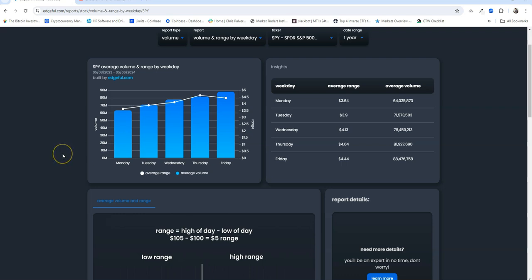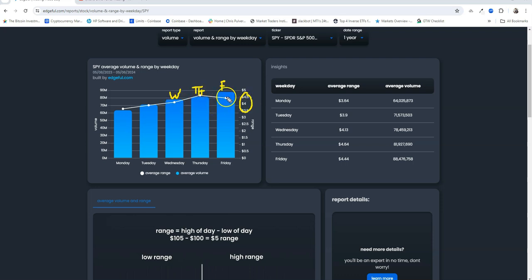Okay, so the blue bars are the average volume by weekday. The horizontal white line is the average range, the price range. The right axis is for the white line, the left axis is for the blue bars. There's a very clear uptrend here in volume and range as you go throughout the week. Wednesday, Thursday, Friday, it's not a shock that we're going higher in volume and also getting higher in range, especially Wednesday to Thursday.